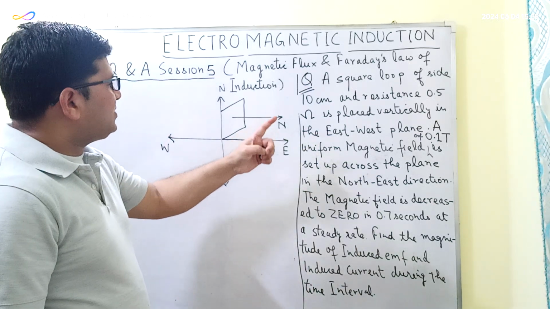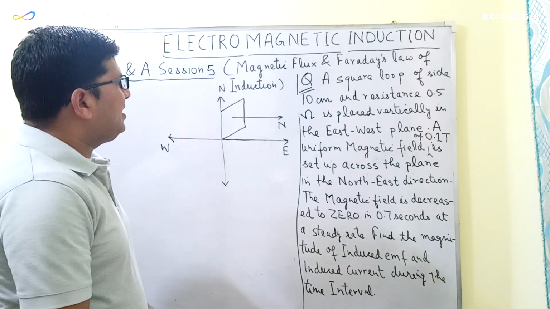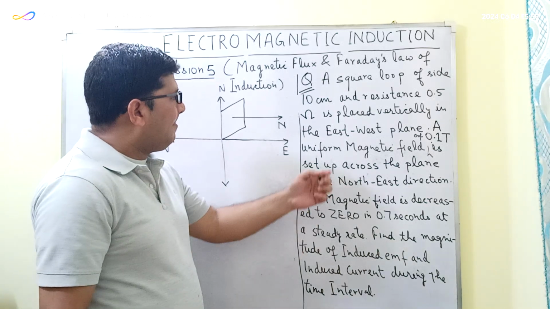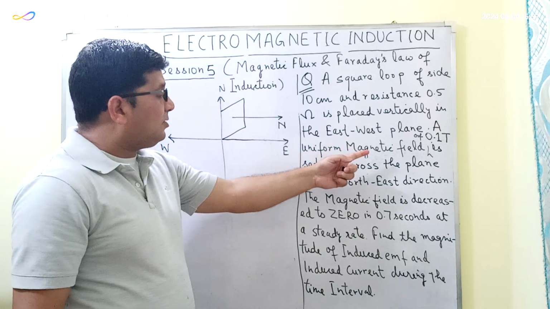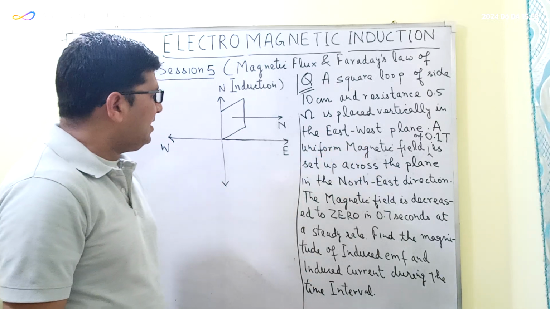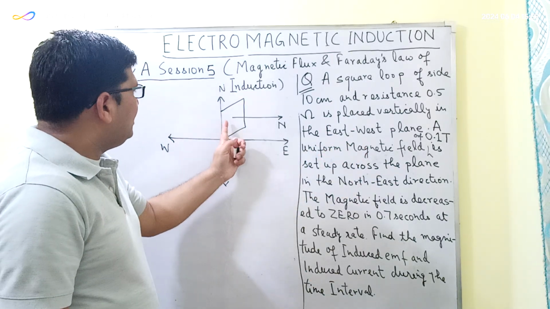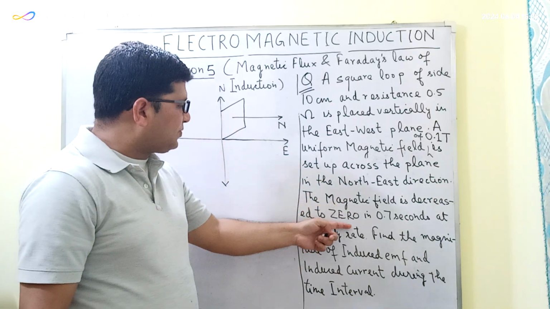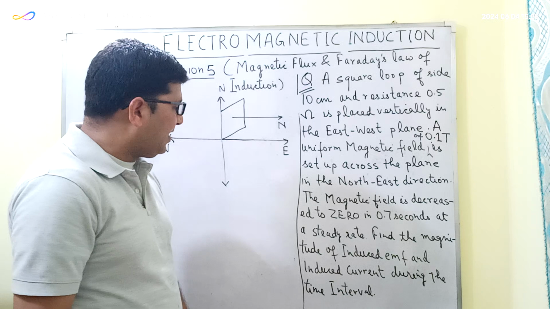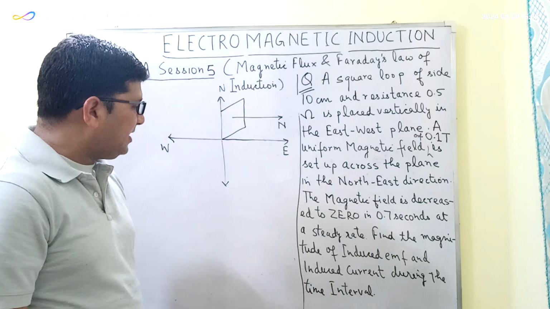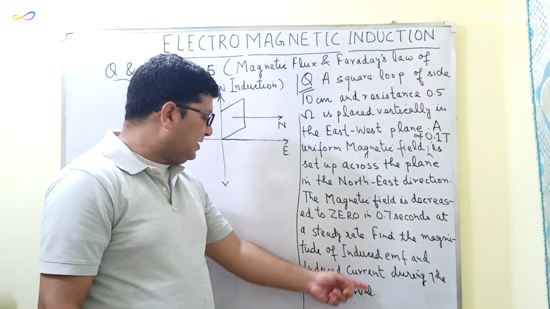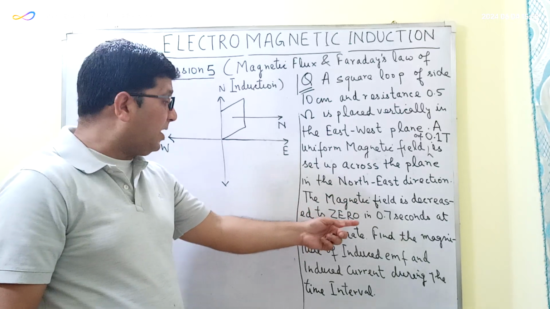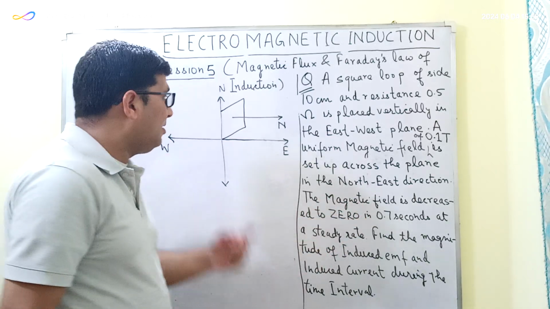So here the question is, a square loop of side 10 cm and resistance 0.5 ohm is placed vertically in the east-west plane. A uniform magnetic field of 0.1 Tesla is set up across the plane in the northeast direction. The magnetic field is decreased to 0 in 0.7 seconds. So we have to find the magnitude of the induced EMF and the induced current during this time interval. Here the magnetic field has been decreased to 0 in 0.7 second at a steady rate.